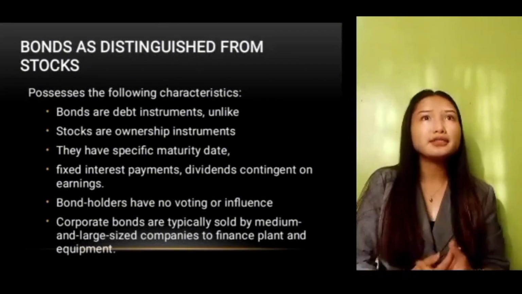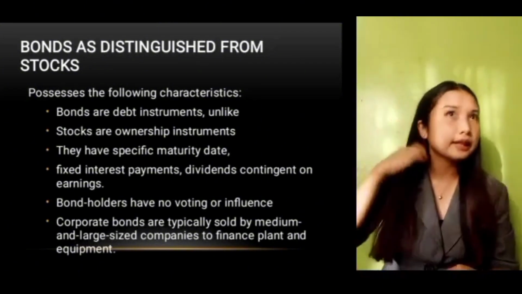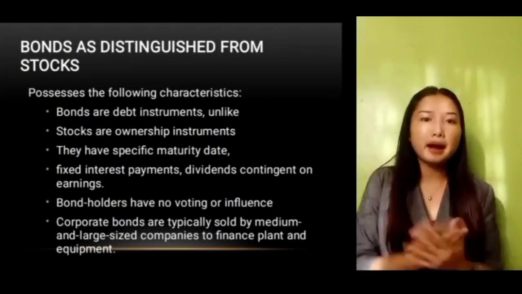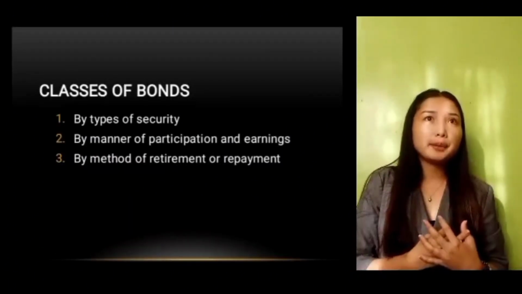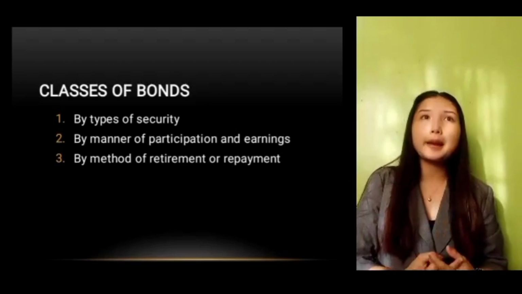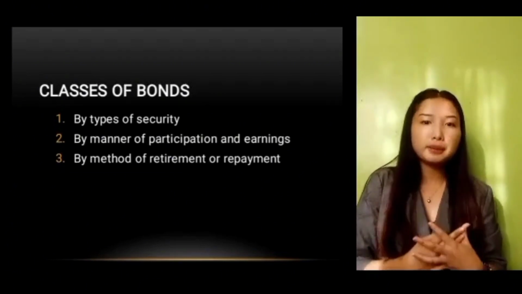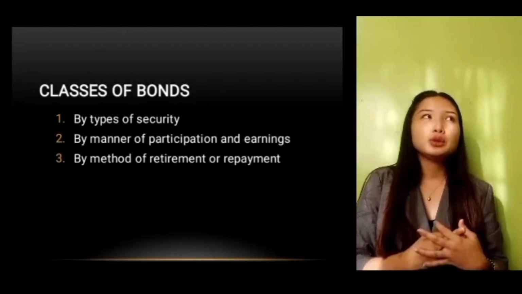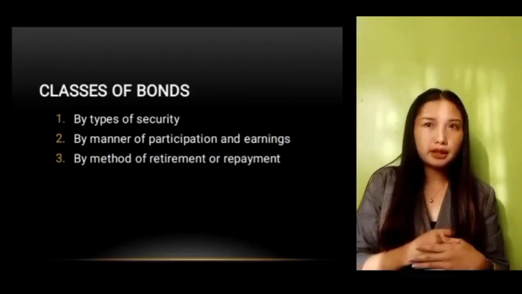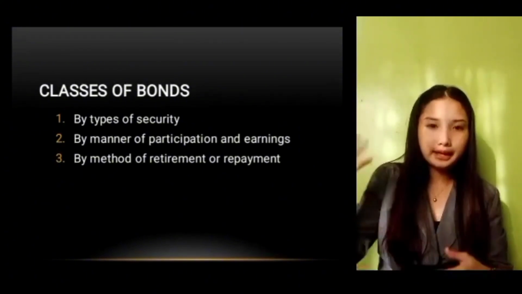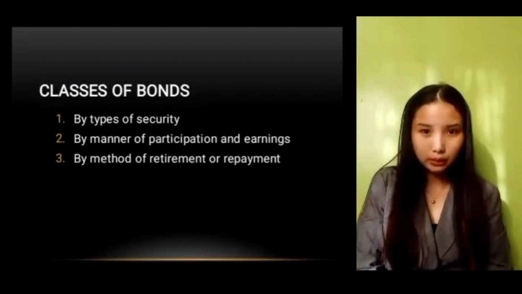So how do we classify bonds? Bonds are classified first by types of security, by manner of participation and earnings, and by method of retirement or repayment. I am going to discuss the types of security, and the other two my classmates will report.